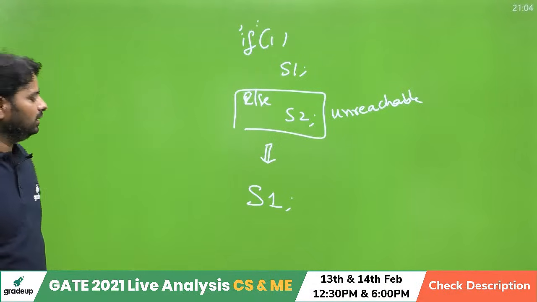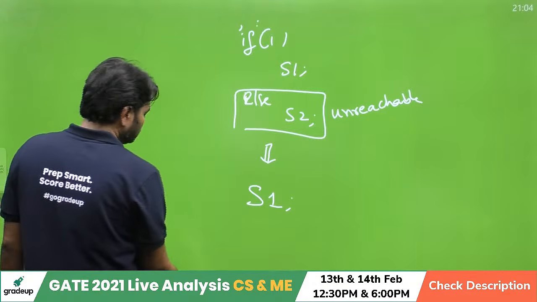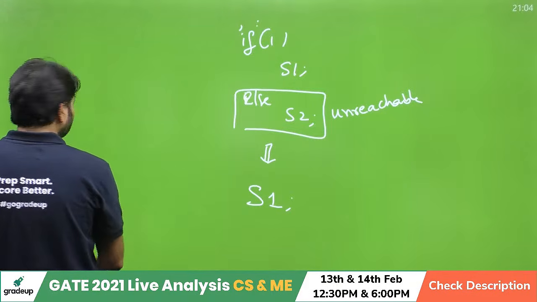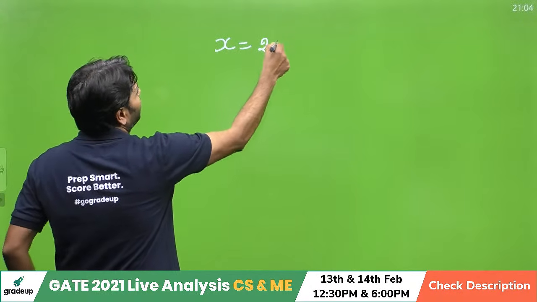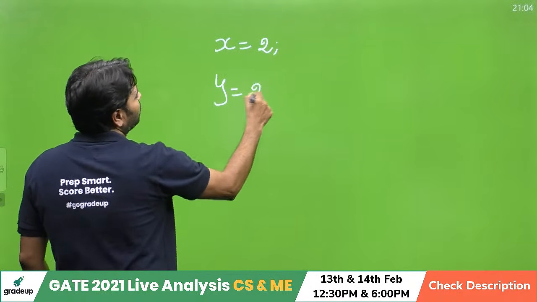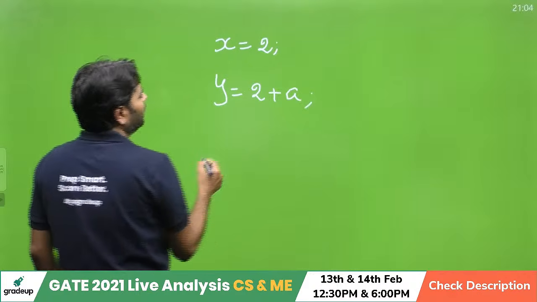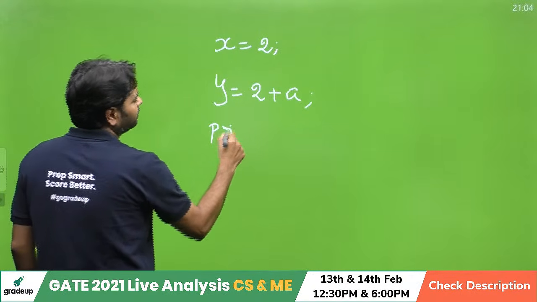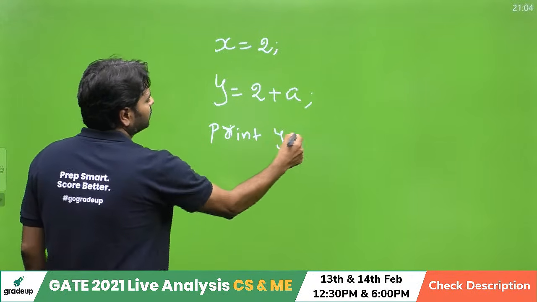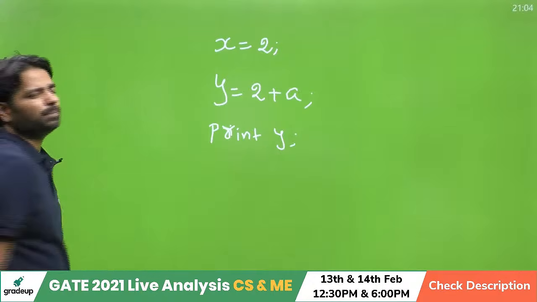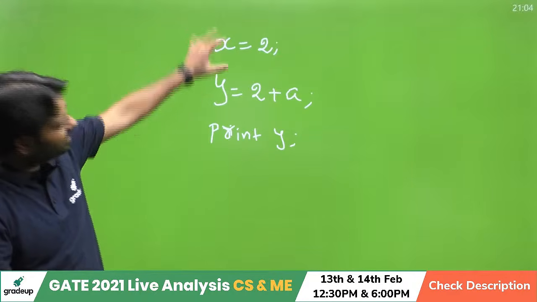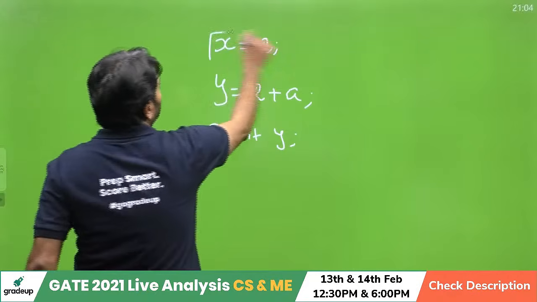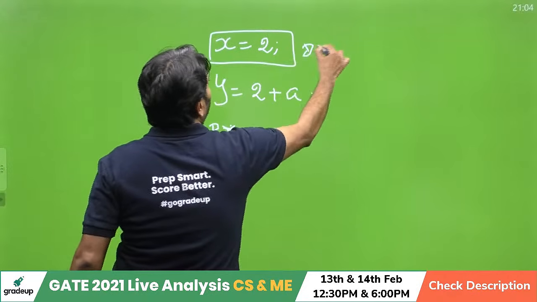And another one is useless. Of course, this is also useless. Useless code is like x is equal to 2, and you are saying that y is equal to a plus a, and now you are just writing print y. Tell me now, it's just a program, pseudocode: x is equal to 2, did you use it anywhere? So this is also dead code, which comes under dead code.